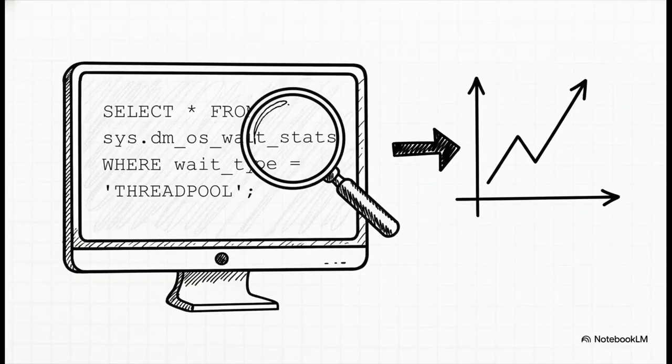And the best part is, this information isn't hidden. You can find it yourself with a really simple query. By keeping an eye on this system view, sys.dm_os_wait_stats, you can spot these issues and track them over time, hopefully before they become a real crisis.